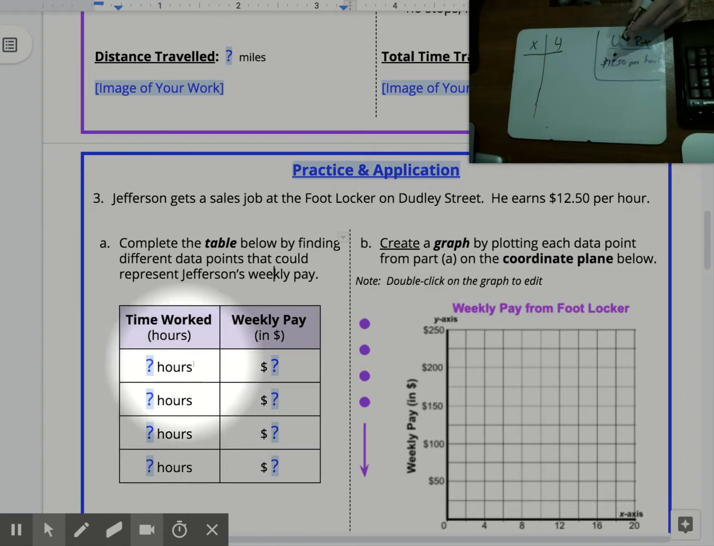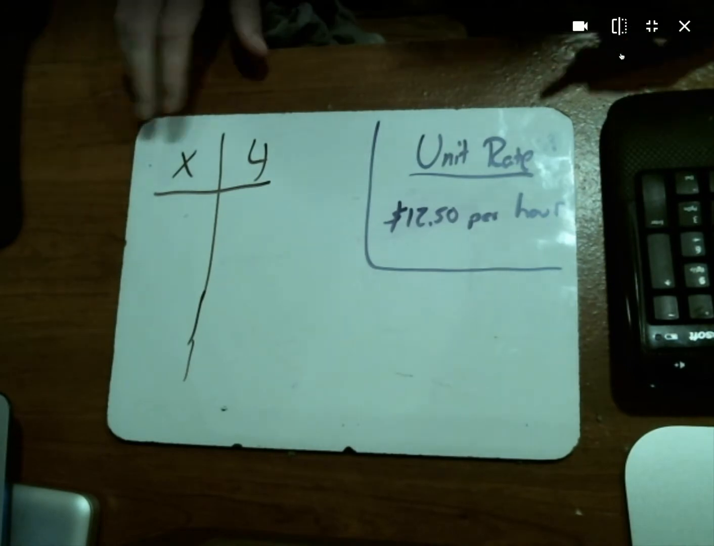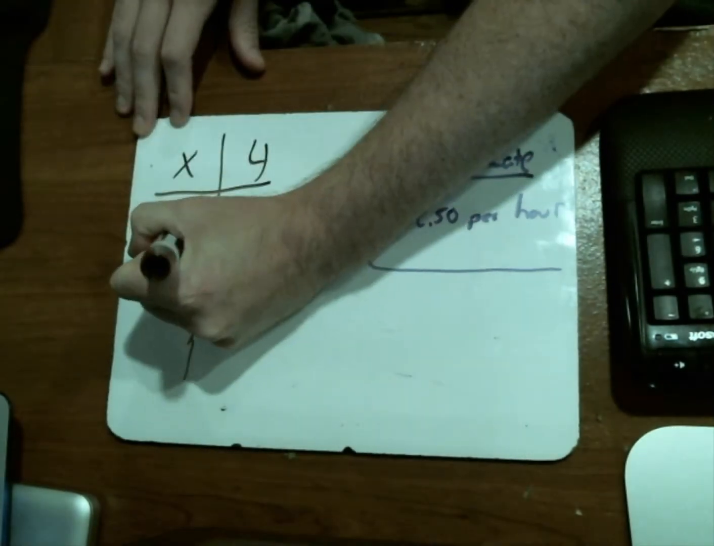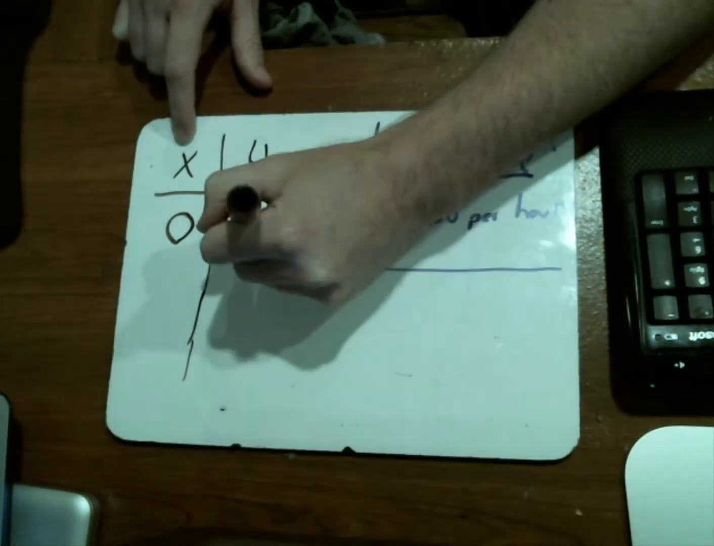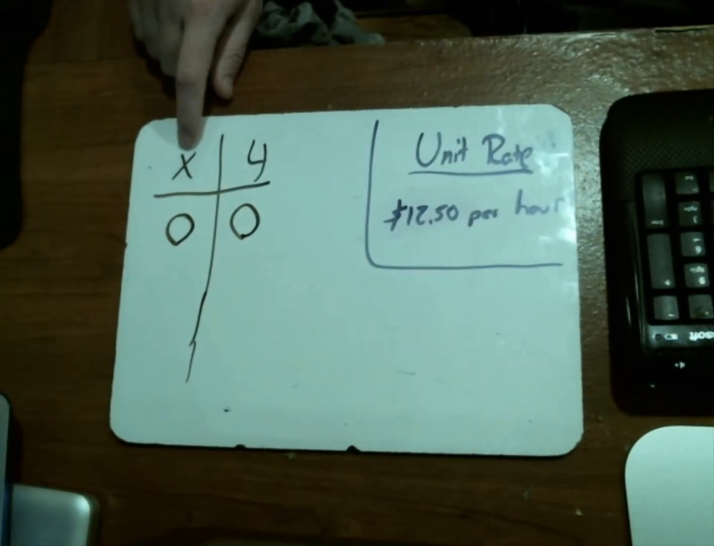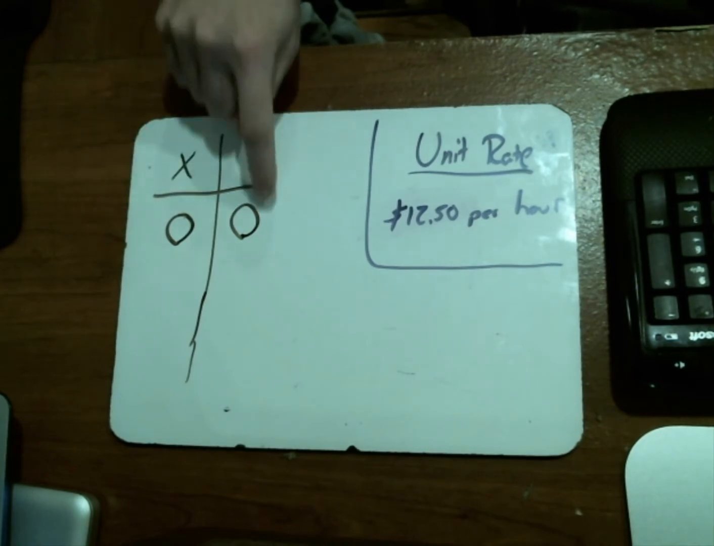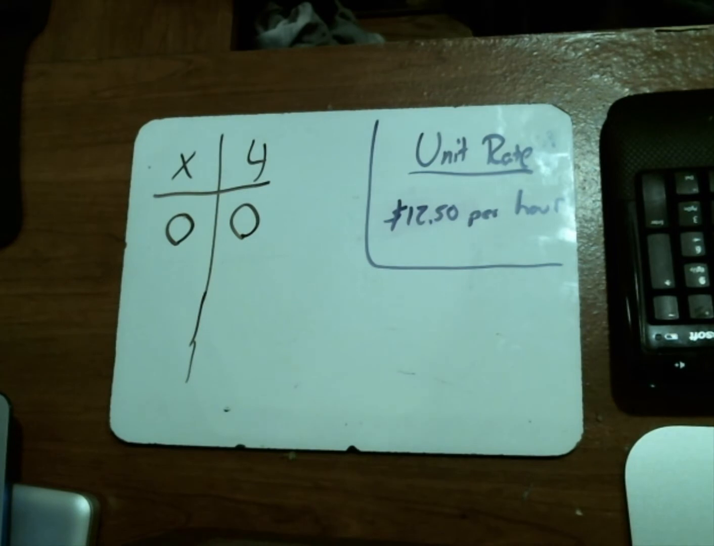And so if I want to start completing this table like I have here, I'm going to go ahead and put that into full screen now. The first thing I'd probably think about is, well, if Jefferson doesn't work any hours, and we're calling this X, then he's not going to make any money. So one important thing to know for this relationship is that X, the number of hours, when it's at 0, Y is also going to be at 0. This is a type of relationship that starts at the origin.